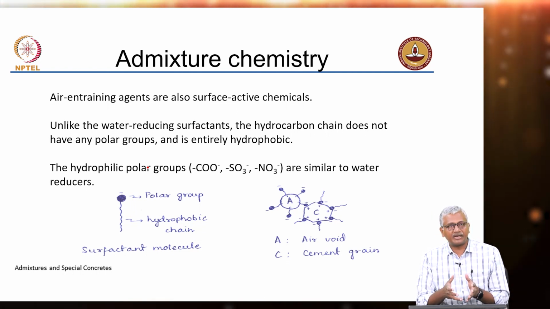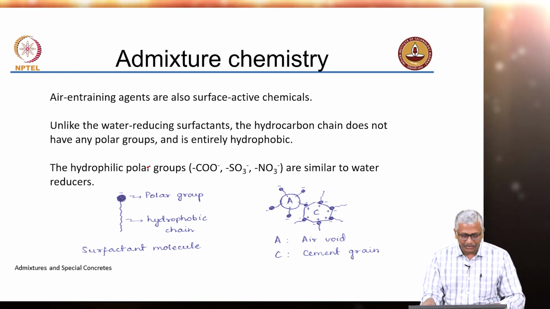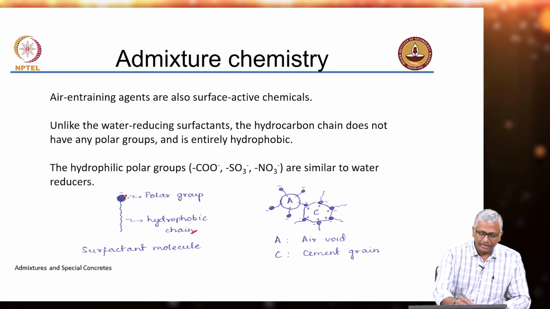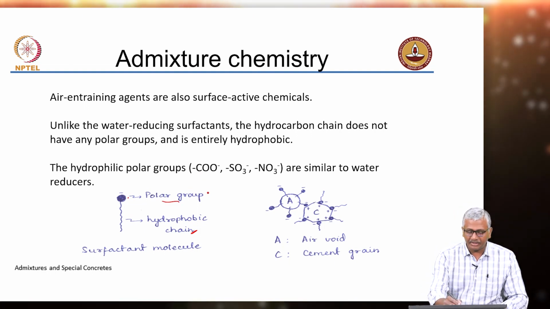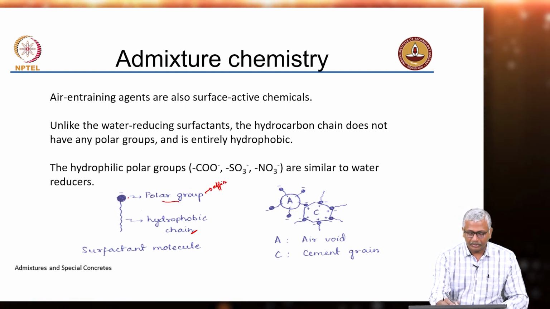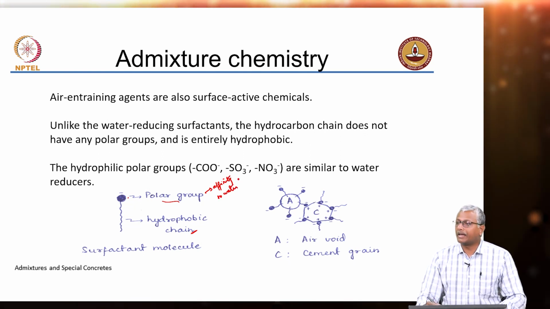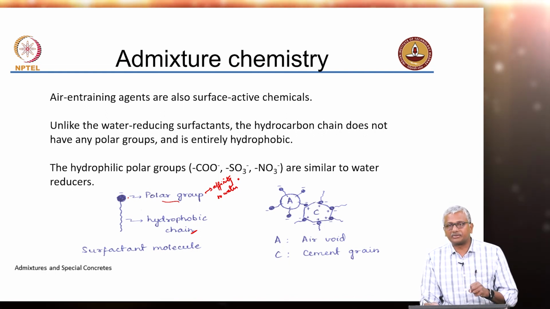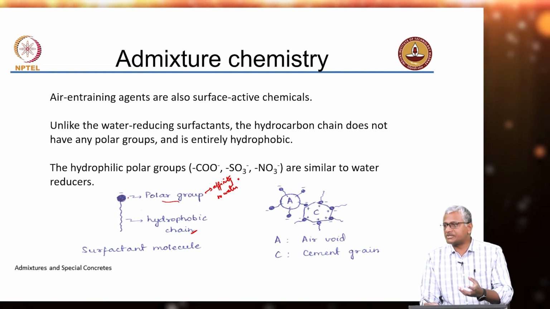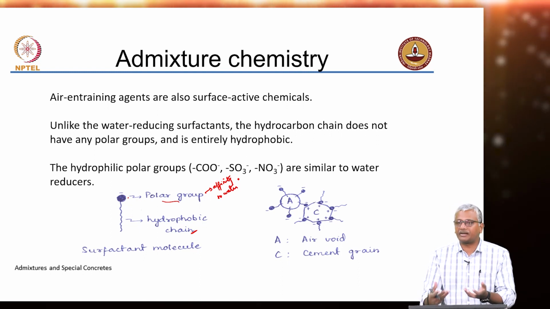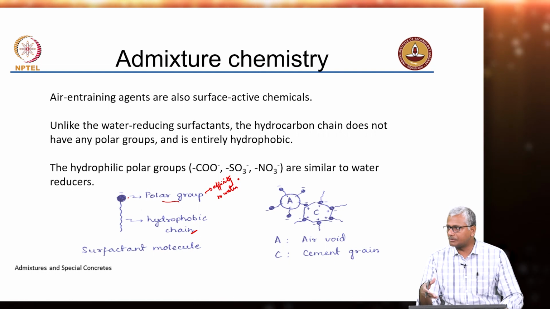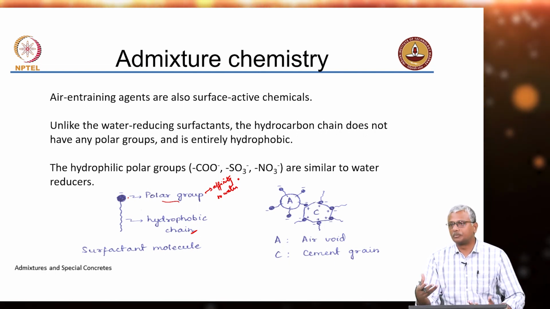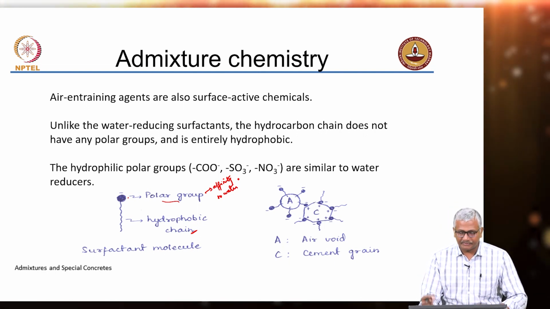In the case of air entrainment, the molecule is much simpler. All you have is a hydrophobic chain and a polar group at the end. The polar group will have affinity towards water, right, and it will reduce the surface tension of the water. When you reduce surface tension of water, what happens? It helps in generating more bubbles, just like your detergents. You mix the detergent into the water and agitate, you produce bubbles. That is happening because surface tension is reducing.